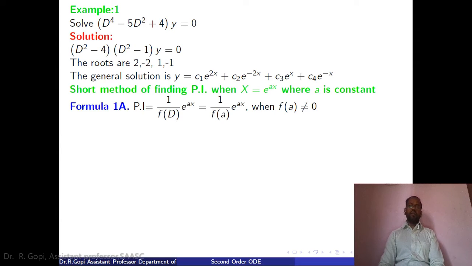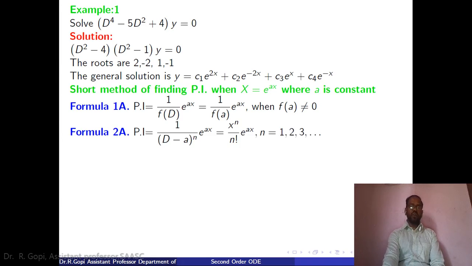Then formula 1a: we have to find the particular integral. Suppose f of D is a polynomial, then 1 divided by f of D into e power ax, replace D by a. That is nothing but 1 divided by f of a into e power ax, when f of a is not equal to 0, we have to replace D by a. Suppose f of a equal to 0, then the particular integral is x power n divided by n factorial into e power ax.